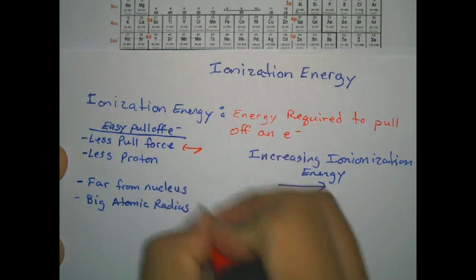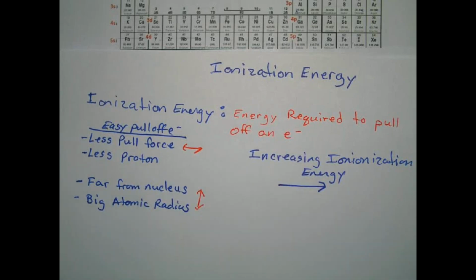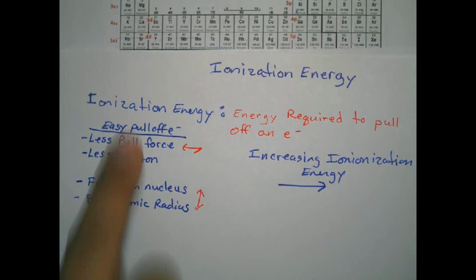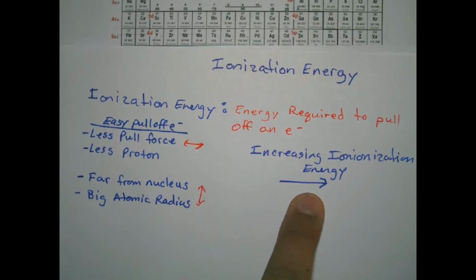Up and down, what do we look at? The atomic radius, right? How far we are from the nucleus. Now, what's going to make it harder, more energy, to pull off an electron? A big radius or a small radius? Well, if it's easy to pull off electrons when we have a big radius, it's going to be hard to pull off an electron when we have a small radius.